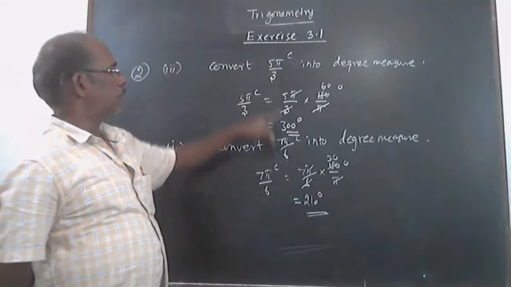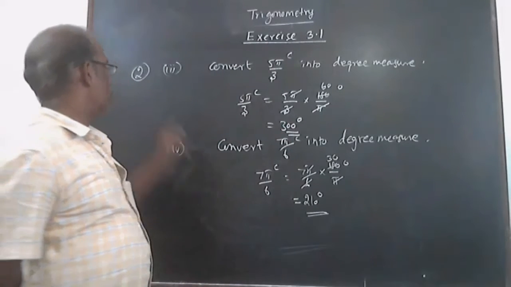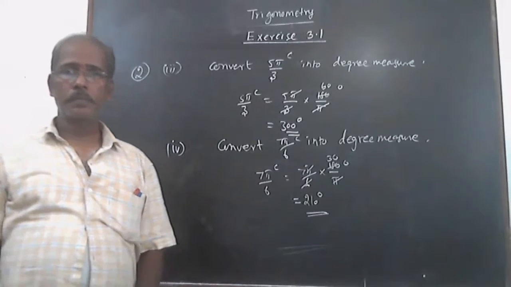5 pi by 3 radian, 300 degree. Copy it. We'll move to question number 3.